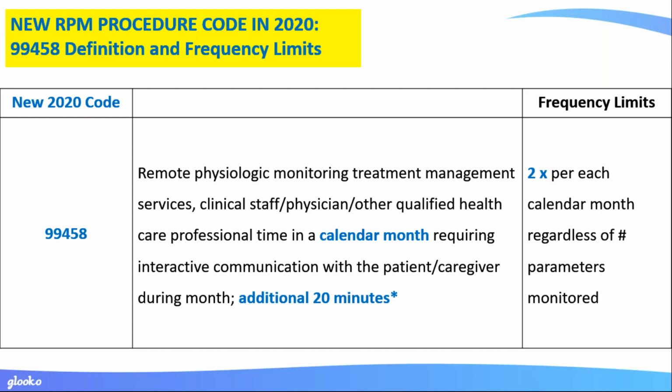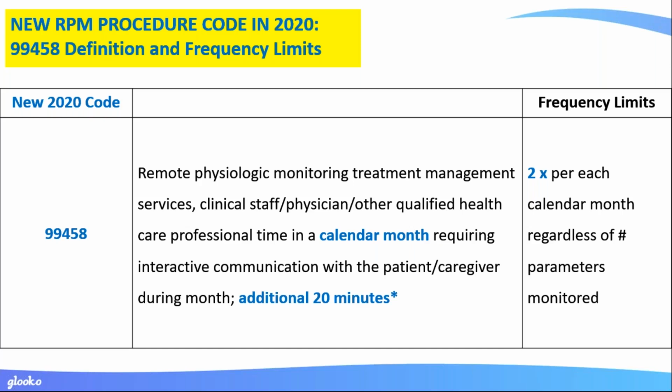Okay, the fourth code we have, which is new in 2020, this is exciting. I got goosebumps about this one, 99458. This is a new one that's been added, and this is for an additional 20 minutes. We had the first 20 minutes in a calendar month with 99457. So let's say you hit those first 20 minutes on April 15th for Martha. And then between April 16th and April 28th, she has another 20 minutes because there's a lot of things going on with her diabetes. And she's using one of those wirelessly enabled blood glucose specialized meters.